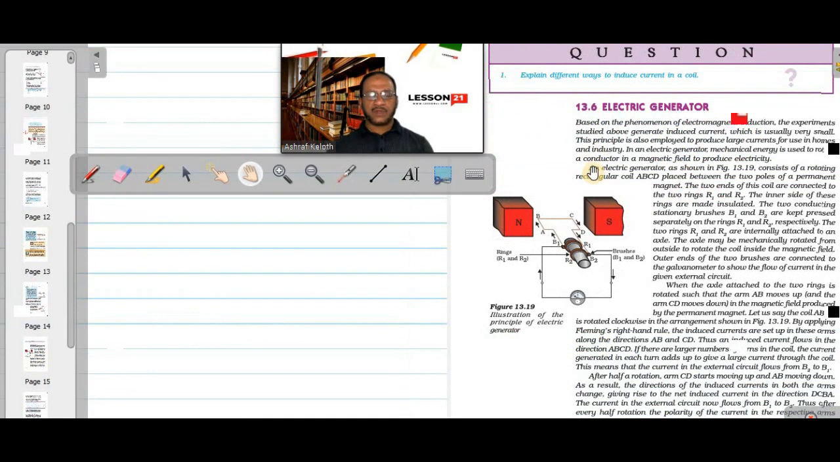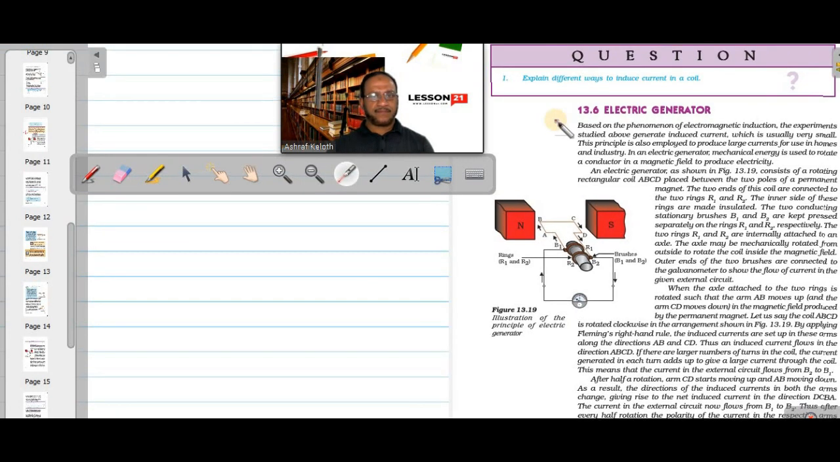Correct. Read the question. Explain different ways to induce current in a coil. What are the different ways to induce current in a coil? A current can be induced in a coil by moving a magnet, by moving a magnet inside a coil. Okay. Then?